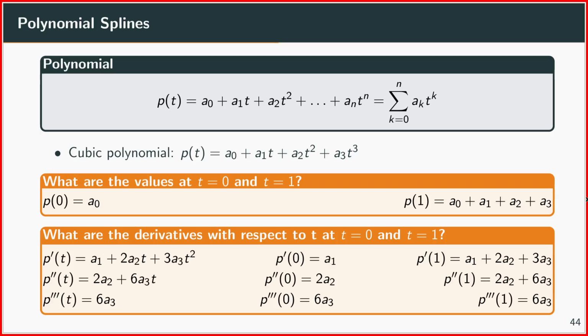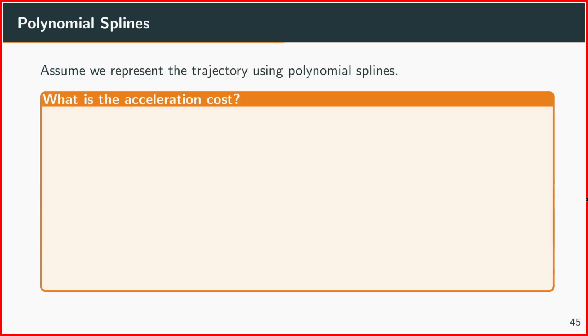And of course, if you plug in 0 and 1, you get a1 and the expression here on the right. Okay. Can you actually all see the expression? Okay. All right. So let's assume that we have a trajectory and we represent it using polynomial splines.